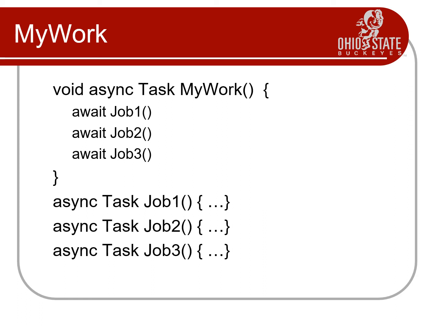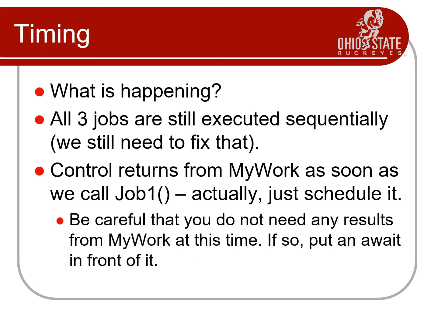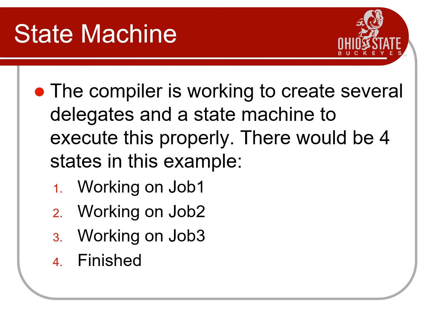So let's, real quick, if we run this, you'll see what's happening. Whoever calls my work has some flexibility there, but all 3 jobs are still executed sequentially. So the await in the previous slide is going to require job 1 to finish before job 2, which finishes before job 3. Okay.